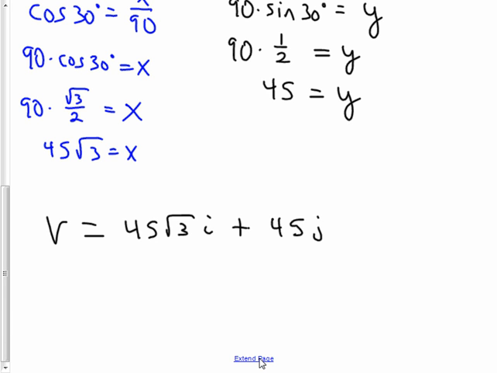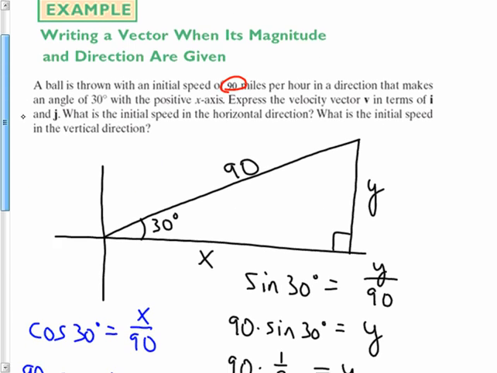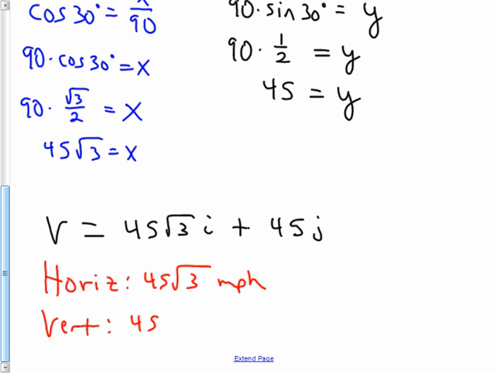And then it asked me what the initial speed was in the horizontal direction and what the initial speed was in the vertical direction. And I have those values as well. In the horizontal direction, that would be my value for x. It was 45 times the square root of 3 miles per hour. And my initial speed in the vertical direction would be my vertical component, so that would be 45 miles per hour.